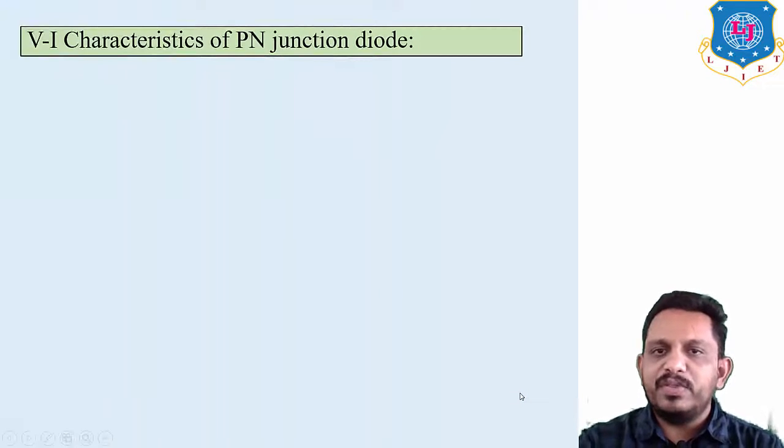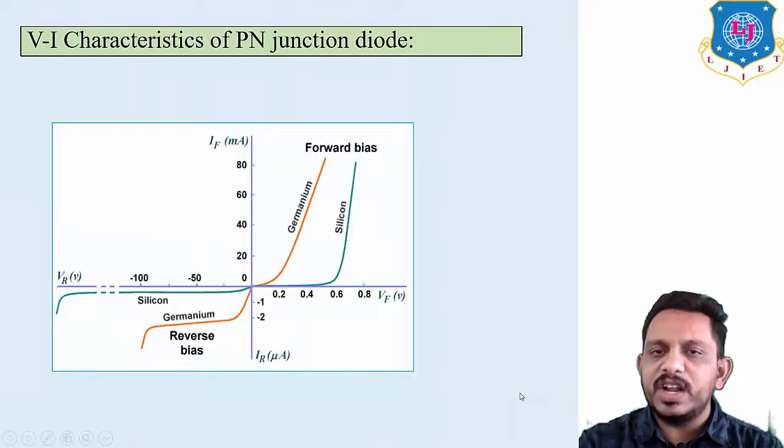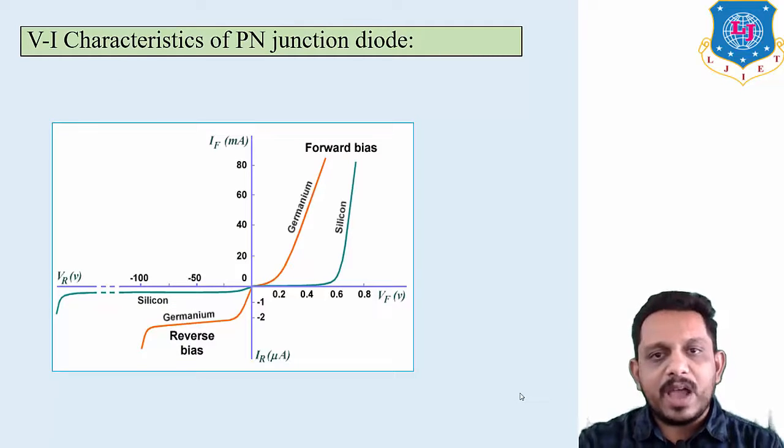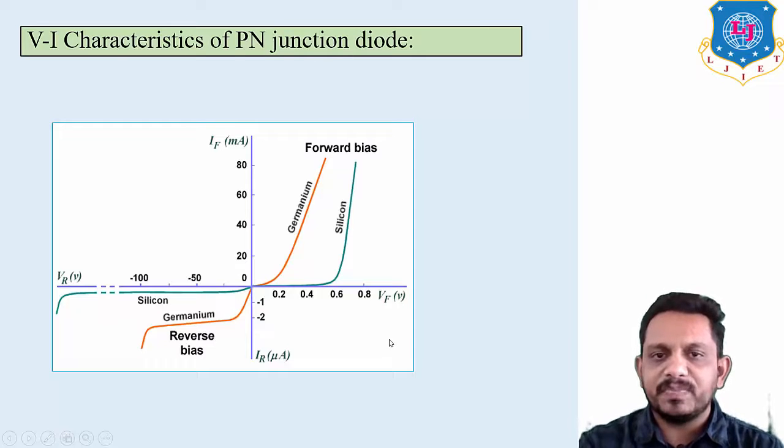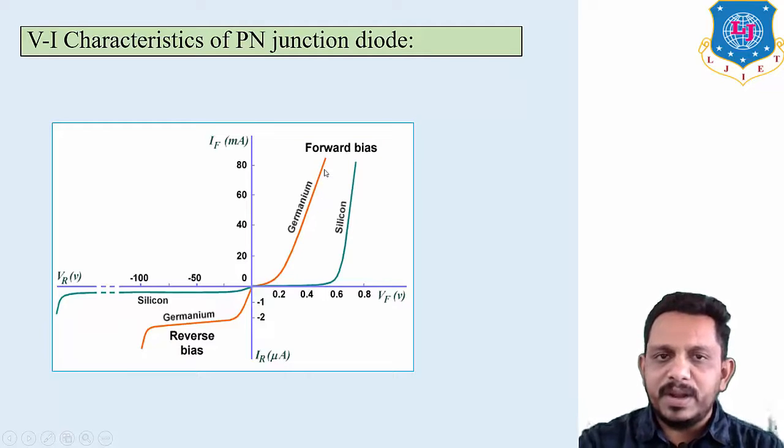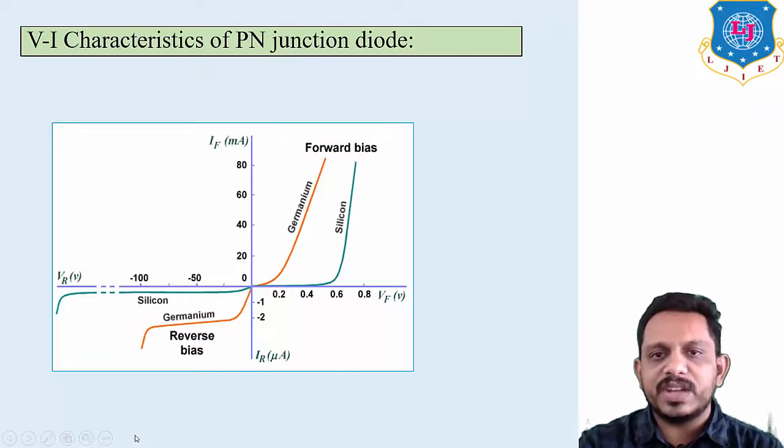Now let's see the VI characteristics of the PN junction diode for different materials. If the diode is made of different material, then how are these characteristics established? You can see this diagram: forward voltage, reverse voltage, forward current, reverse current. For the germanium material, the knee voltage is very low, and at a small amount of voltage the current increases suddenly. And in the reverse condition also, the reverse voltage is here, and after this voltage current will increase in the reverse direction.